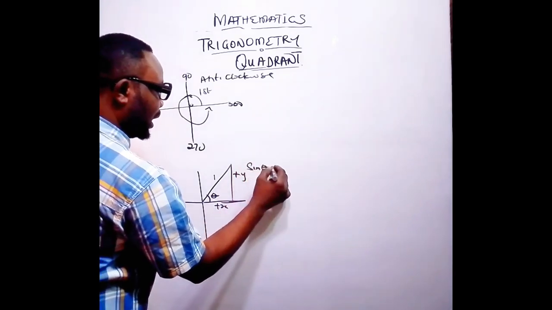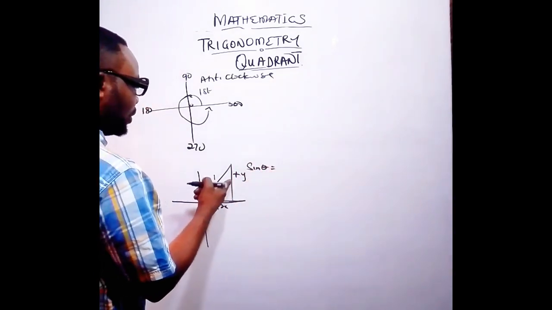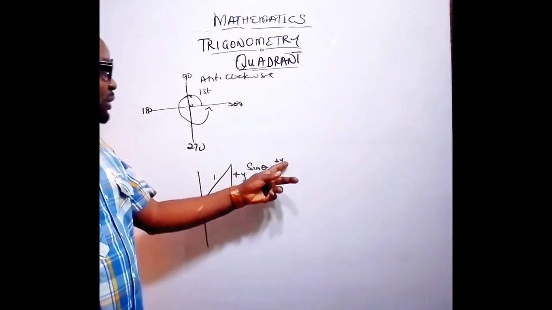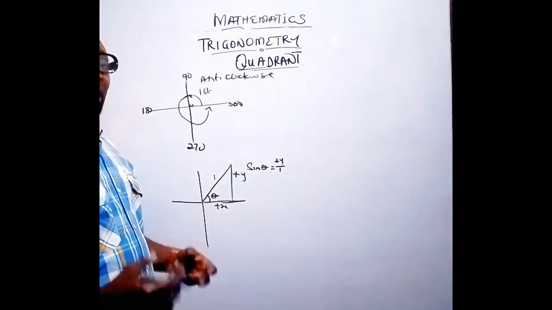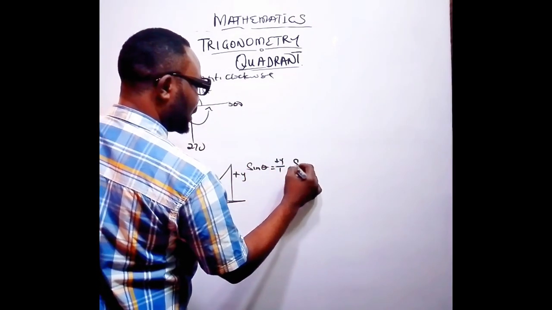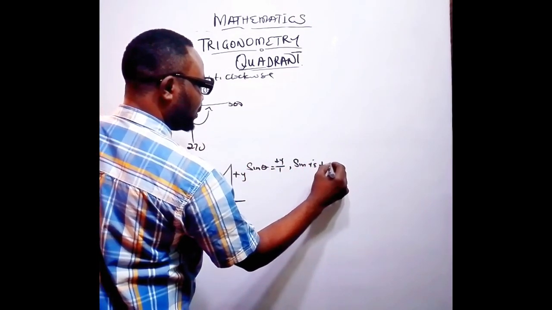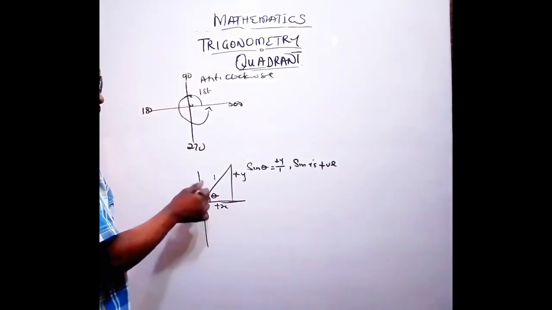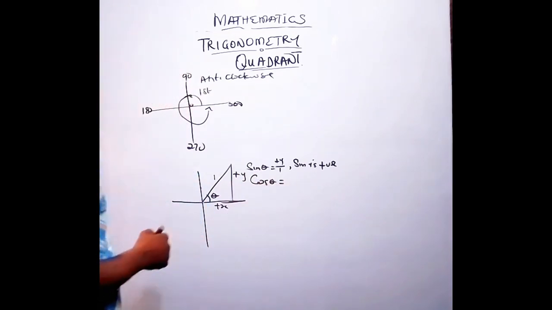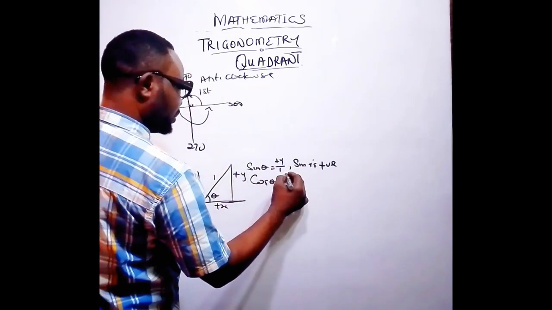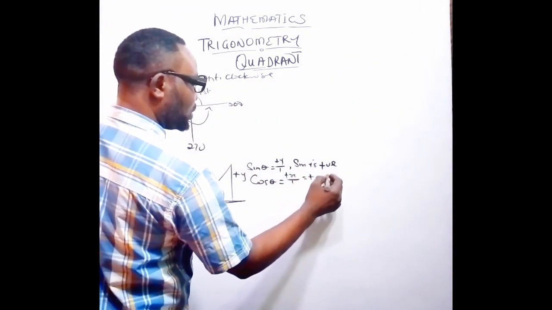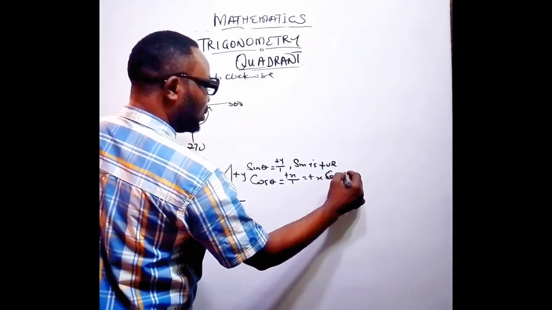Now, let's look at the value of each of the trigonometric functions. Sine theta here will be equal to what? Opposite over hypotenuse, that's plus y over 1. So whatever value y is given to us, whatever value we want to get will be positive. So at this level, sine is positive, between 0 and 90 degree. Cos theta here will be equal to what? Adjacent over hypotenuse as well, that's plus x over 1, which is equal to plus x. So here, cos is also positive.